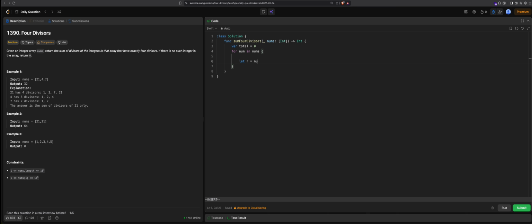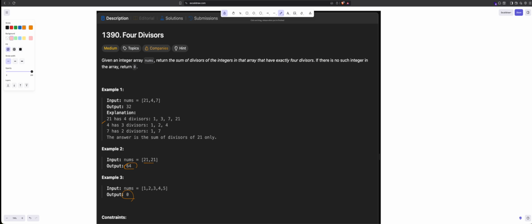Let's take the square root of num. In Swift, square root only accepts a Double, so we typecast to a Double and then typecast back to an Integer, and then we get the limit r. How do we check the square root? Consider the number 25 here. The square root of 25 is 5. So let's consider the square root to be 5.